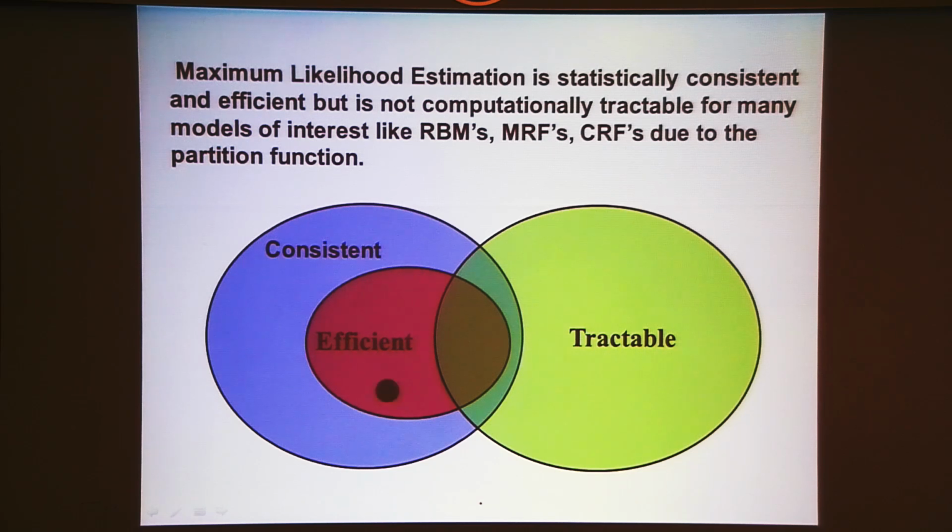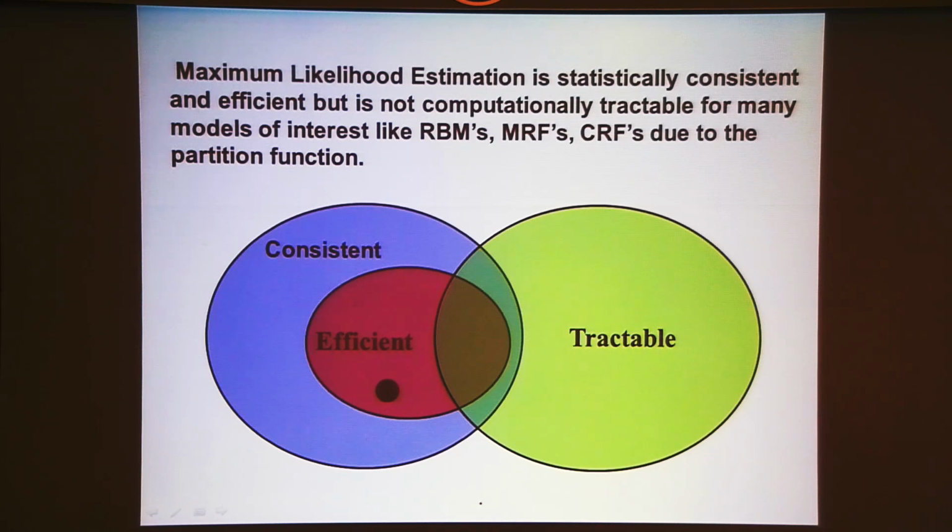But unfortunately, quite often in the problems that we have to deal with in deep learning, maximum likelihood is not tractable. It's statistically efficient and it's consistent, so it converges to the truth and has good asymptotic behavior, but it might have terms that are impossible to compute.